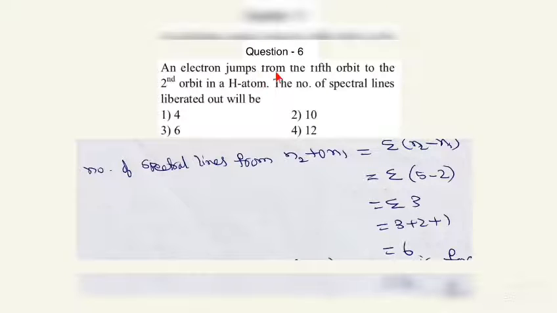Next, an electron jumps from the 5th orbit to the 2nd orbit, so it is moving from higher energy to lower energy. In that case, the maximum number of spectral lines is the sum over n2 minus n1. By substituting, n2 is 5 and n1 is 2, so the sum over 3 is equal to 6, so we will get option 3.